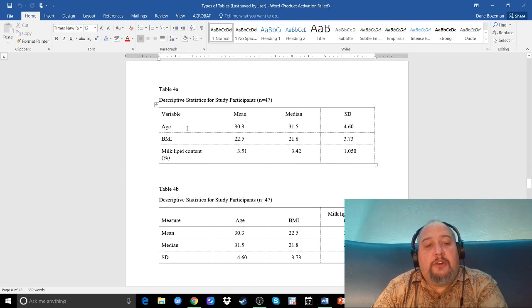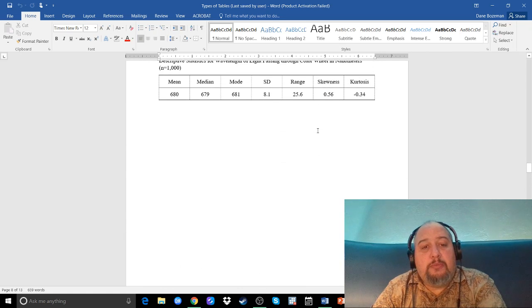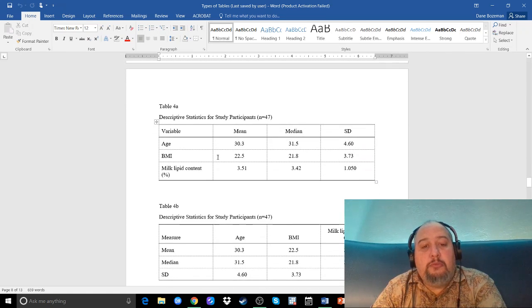I know it's multivariate because I have 1, 2, 3 variables. And once again, here are my variables. Here are the statistics. So the parts of the table are the same regardless of if I'm analyzing one variable, or two or more.